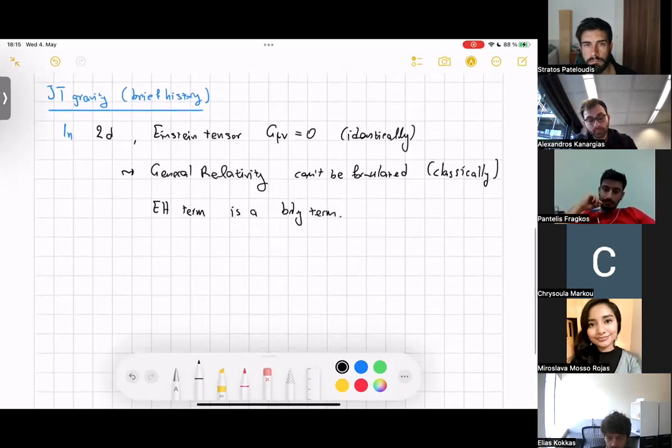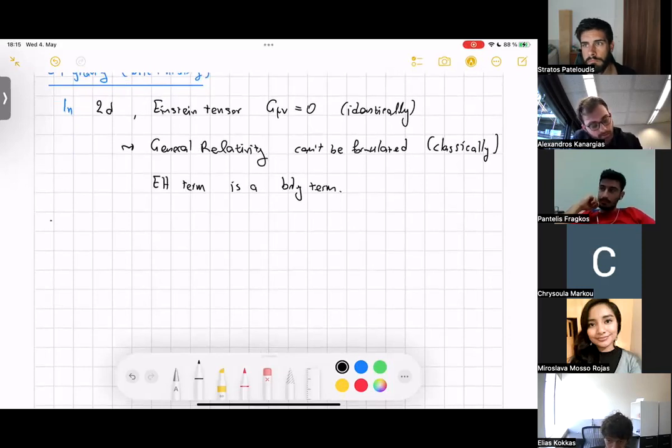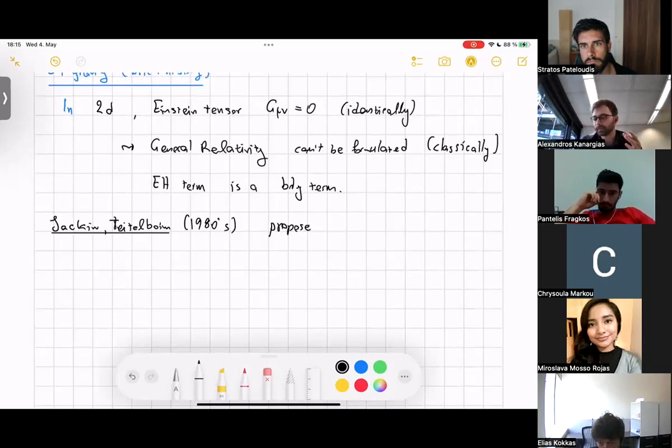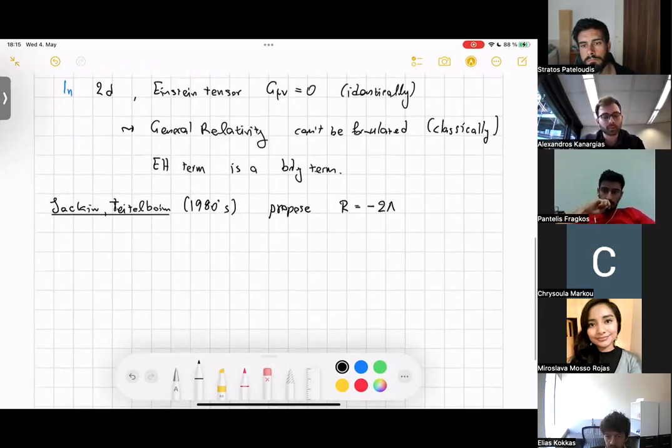And so now Jackiw and Teitelboim, independently but not together, around the 1980s, they propose that the dynamics are governed by a different equation, the following one: the Ricci scalar to be minus 2 lambda, where lambda is a constant, in a way to tackle this problem.